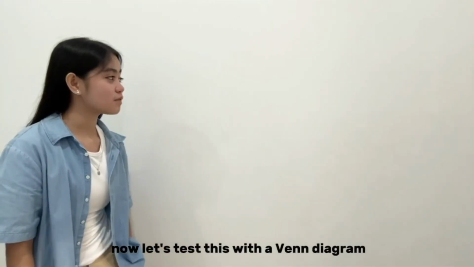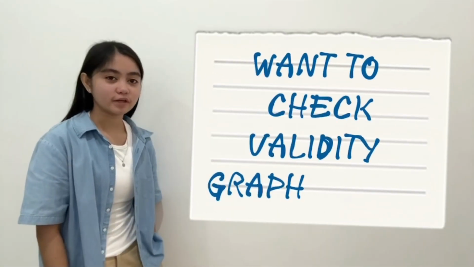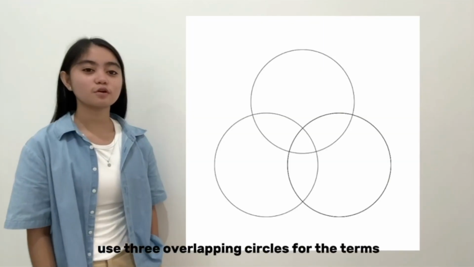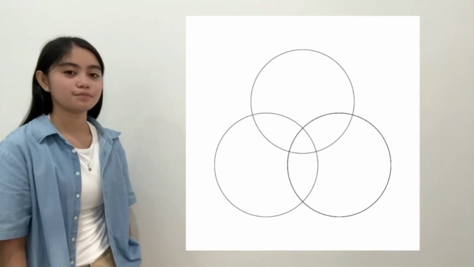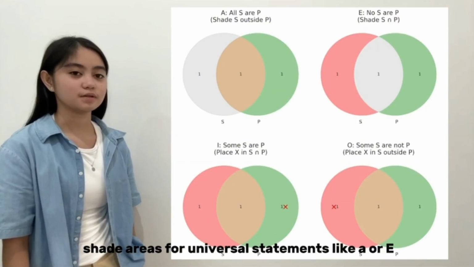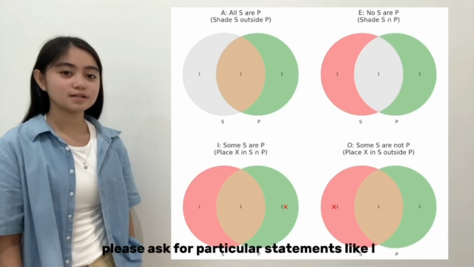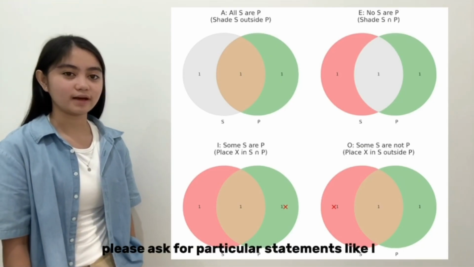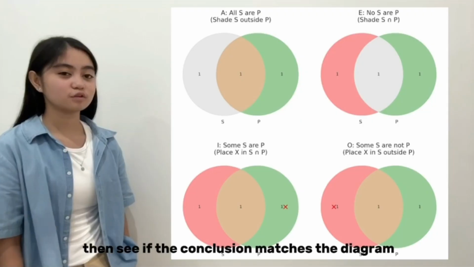Now, let's test this with a Venn diagram. Do you want to check validity graphically? Use three overlapping circles for the terms. Shade areas for universal statements like A or E. Place X for particular statements like I or O. Then see if the conclusion matches the diagram. Here's an example.